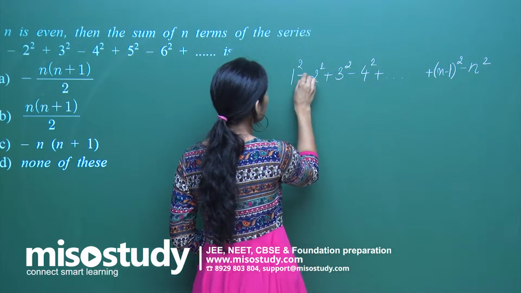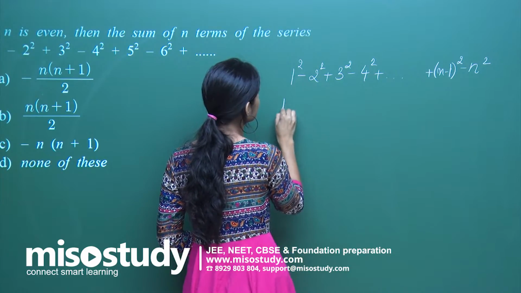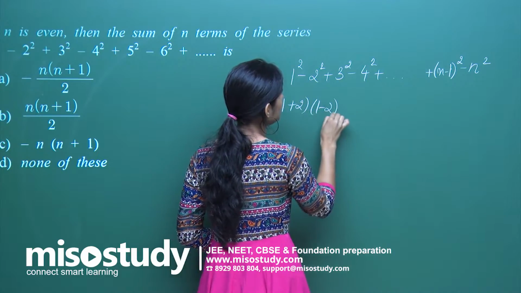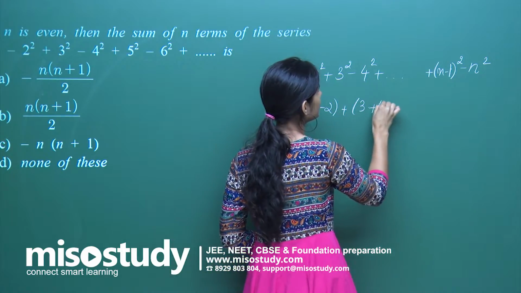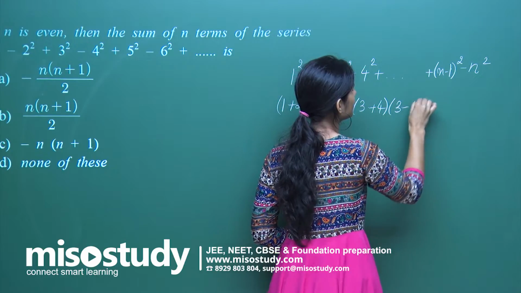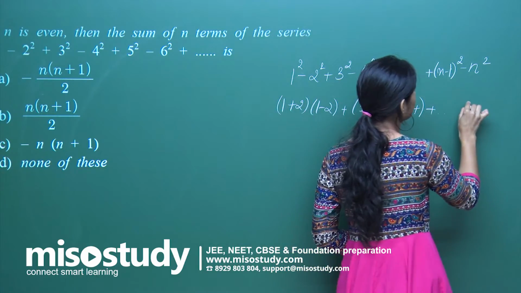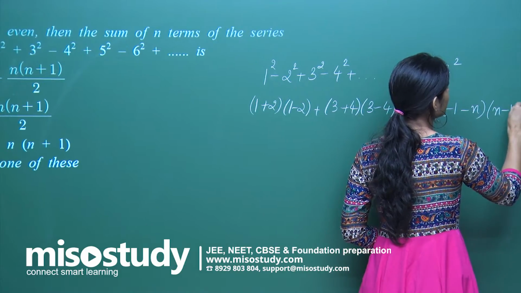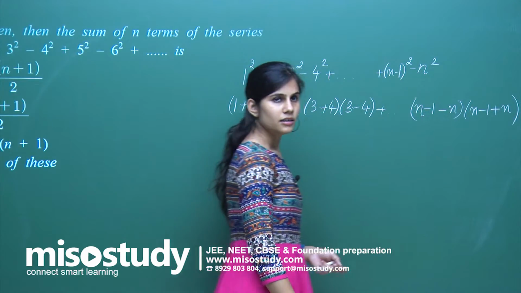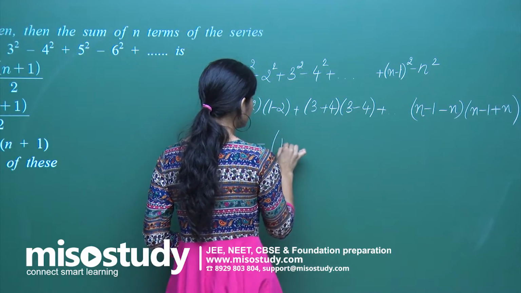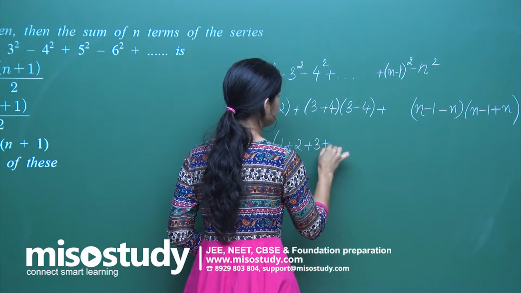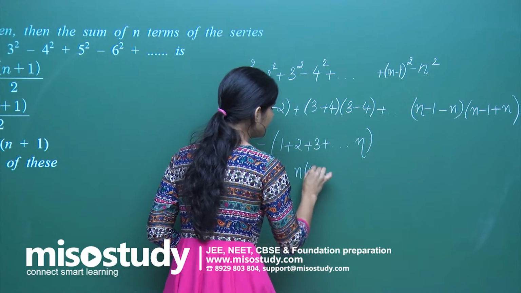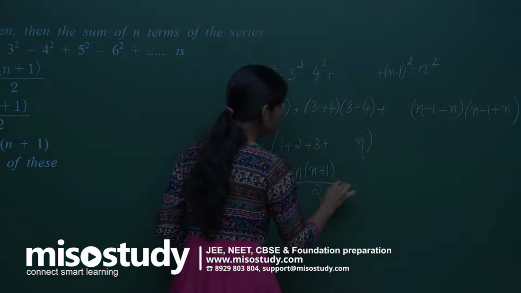Now when you eventually open this up, what is it that you obtain? You get a square minus b square. It is a plus b, a minus b, again a plus b, a minus b, again n minus 1 minus n, n minus 1 plus n. You solve this, you get 1 plus 2 plus 3 plus and so on till n, which is negative of n into n plus 1 by 2.